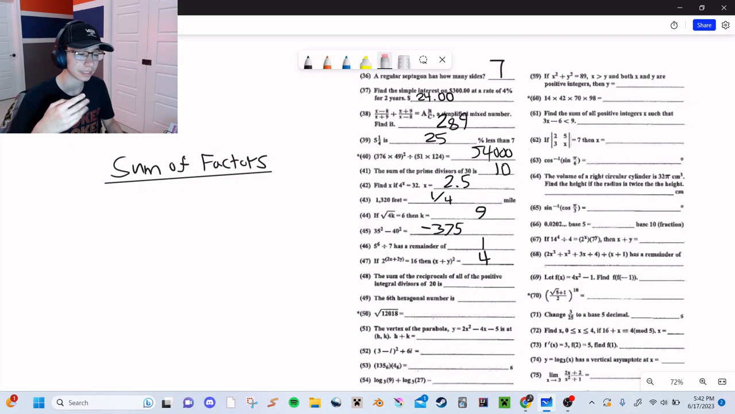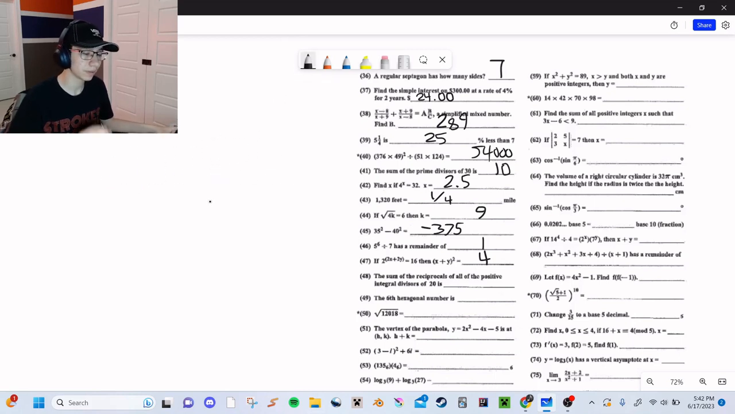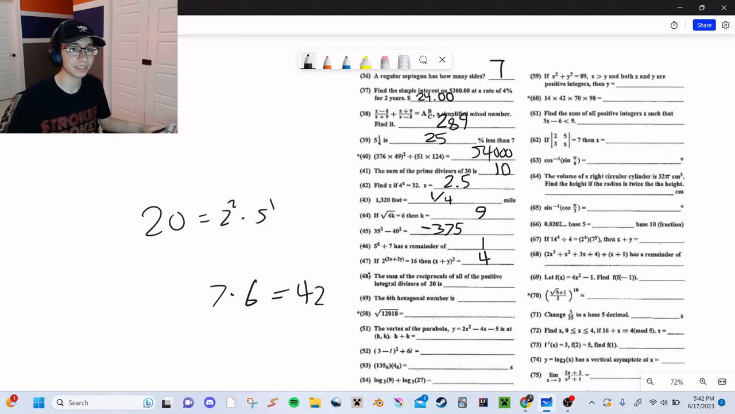And so how can I get the sums of the reciprocals of the factors? So let's do it with 20. It's 2 squared times 5 to the first. So 4 plus 2 plus 1 is 7, and 5 plus 1 is 6. Multiply it, I get 42. That's how you want to do it, just real quick like that. So 42.